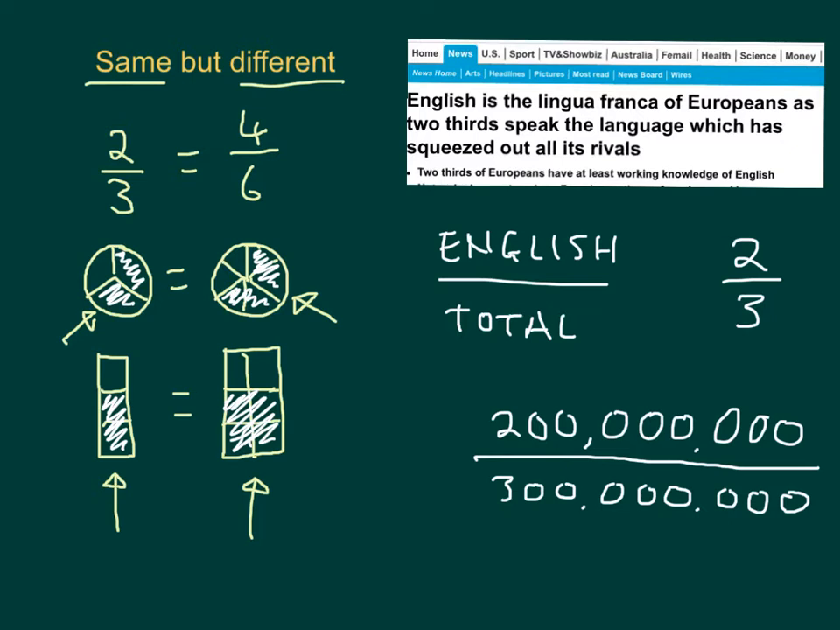Here's a real world example. So this is a real article, and it tells about how English is a language that 2/3 of Europeans can speak. Now, the part and whole fraction there is 2 out of 3. Now obviously there aren't only 3 Europeans. In fact, there's more like 300 million, and 200 million will be able to speak English. But the relationship stays the same. For every 3 people, 2 can speak English, and that's the same as a fraction as 200 million to 300 million.